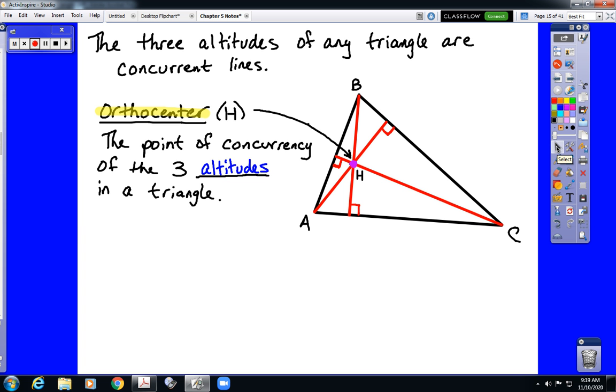So that does it for the first video. Our next video will cover medians and their point of concurrency, which is known as the centroid.